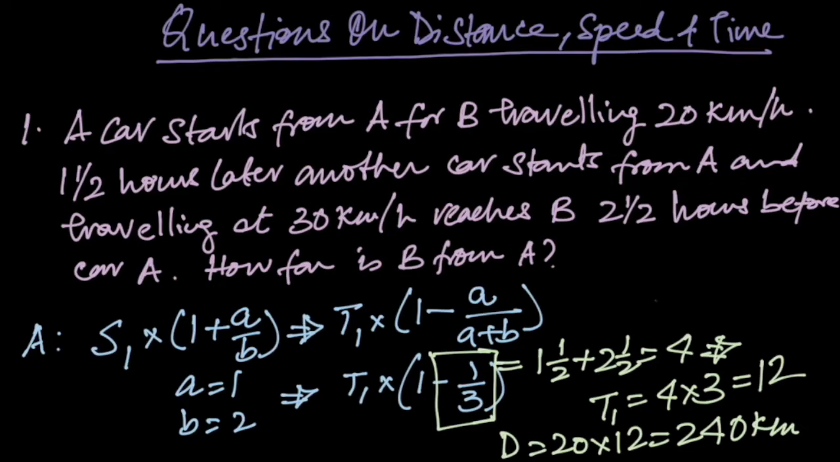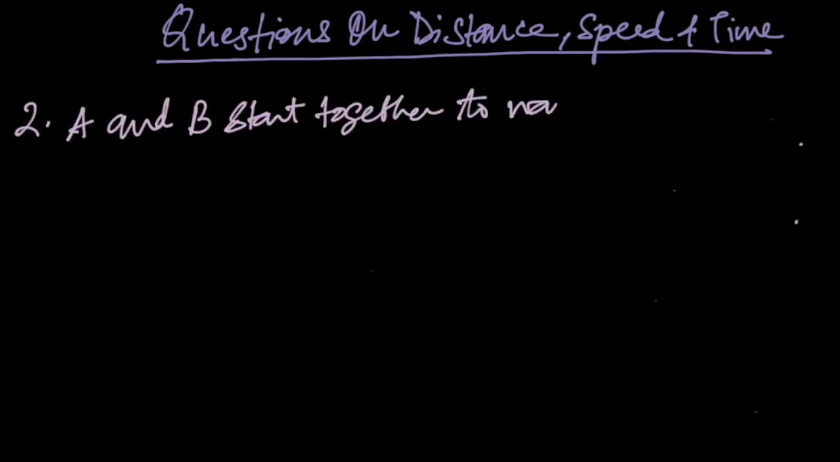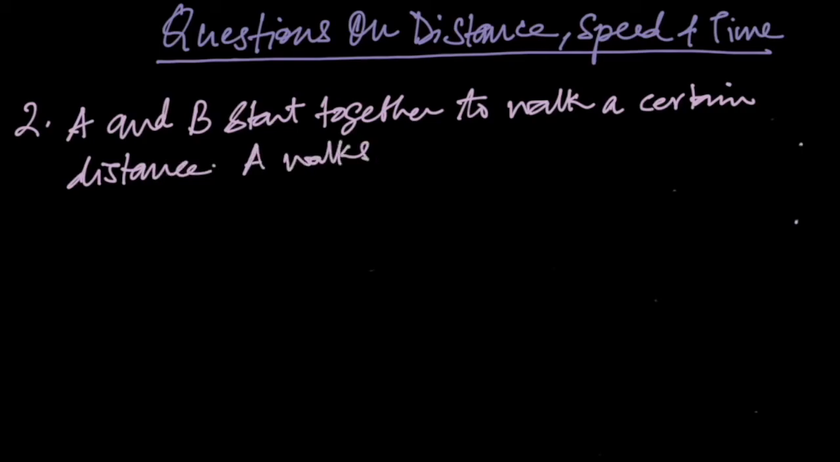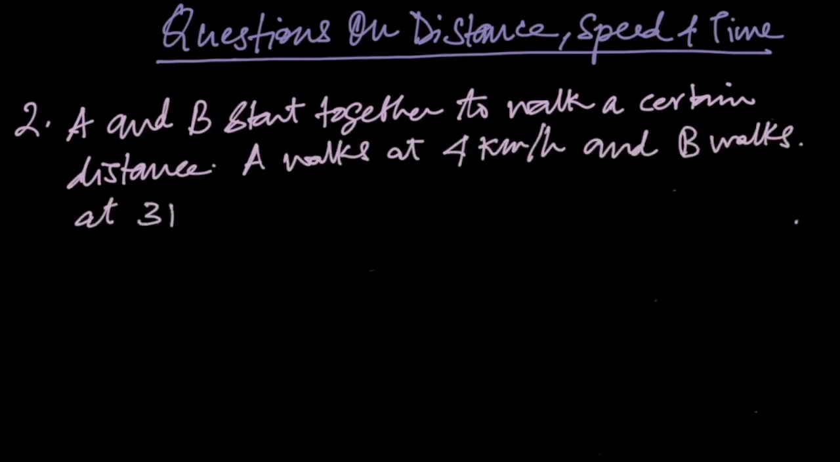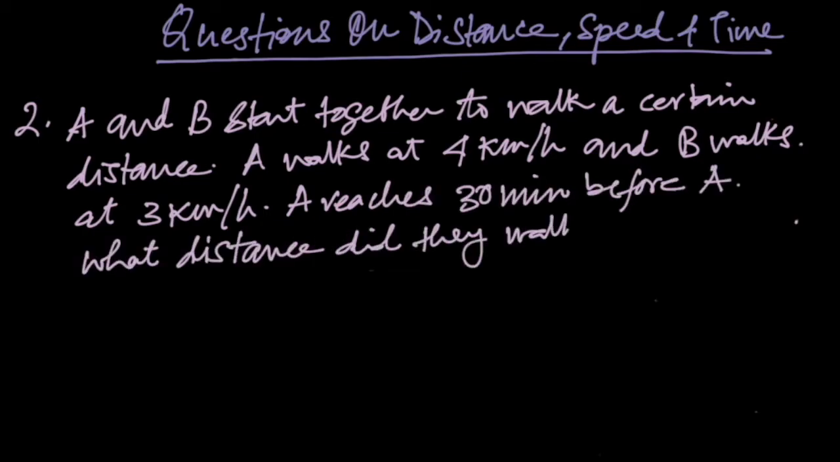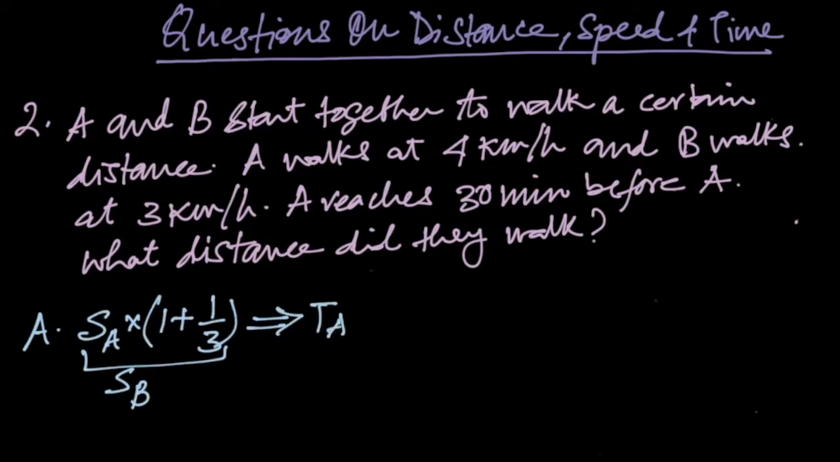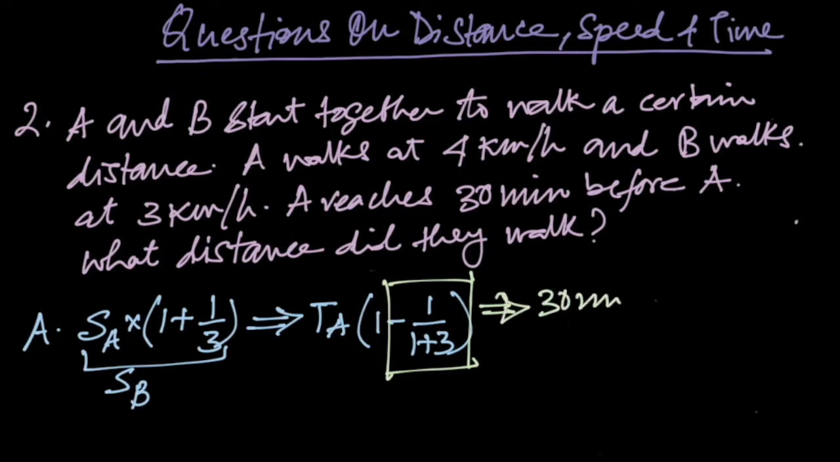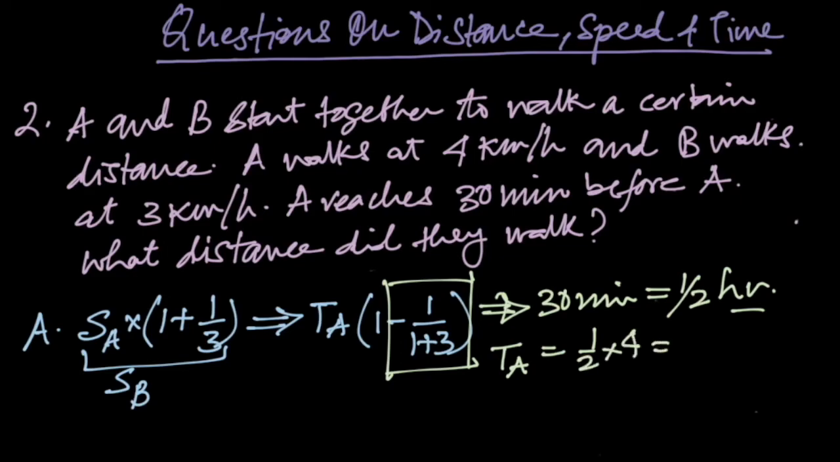Let's take next example. Again here, when the speed increases, in the question we have the difference in timing. So we will use the same formula. So 1/4 is 30 minutes, which is half hour, which means that TA is 2 hours. So the distance is 3 kilometers into 2, 6 kilometers.